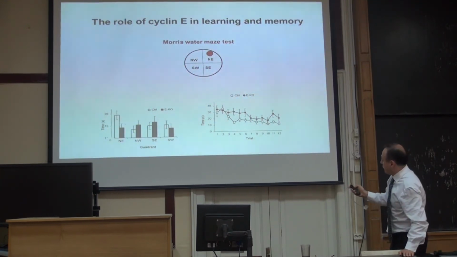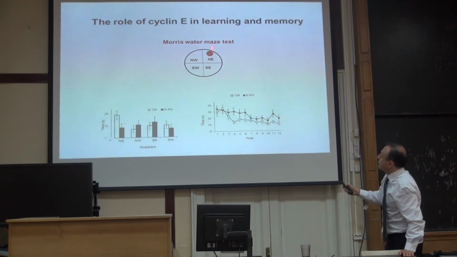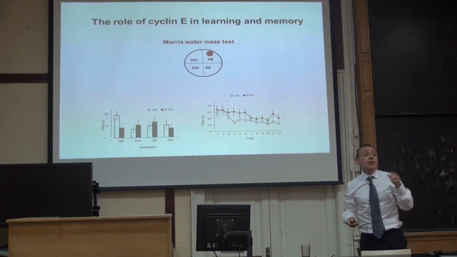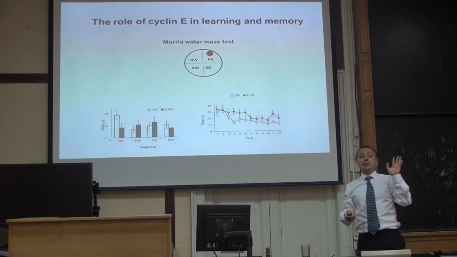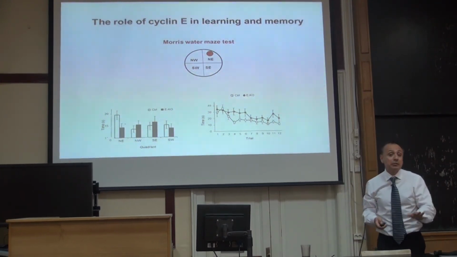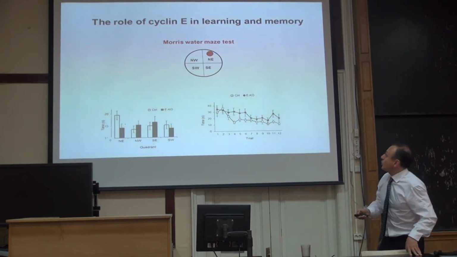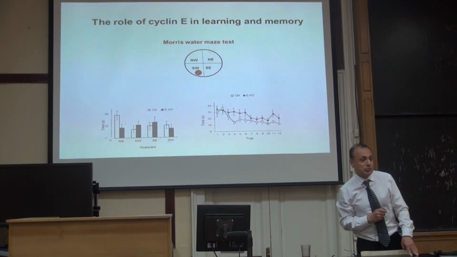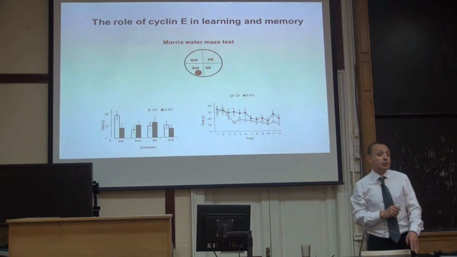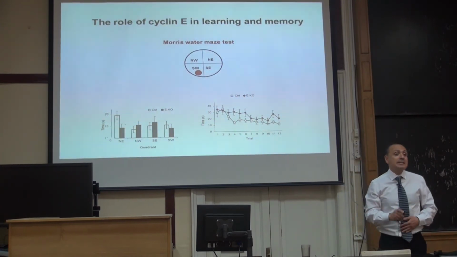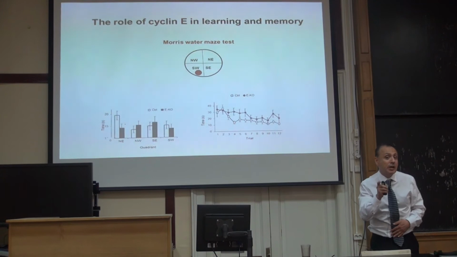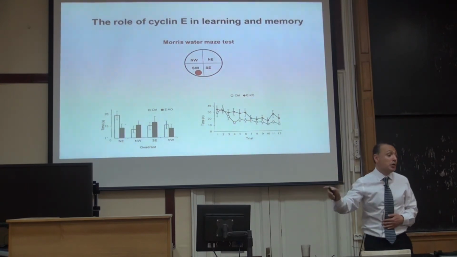So experiments are as follows. We put the platform here, and then we teach the mice that the platform is there until the most stupid mouse remembers that the platform is in this quadrant. And now we are going to put the platform in the new quadrant. And we are going to throw the mice into the water and see how long it will take them to figure out that what they learned no longer applies.